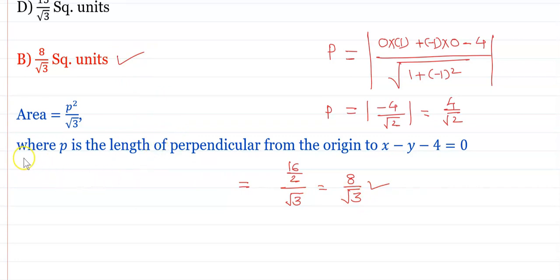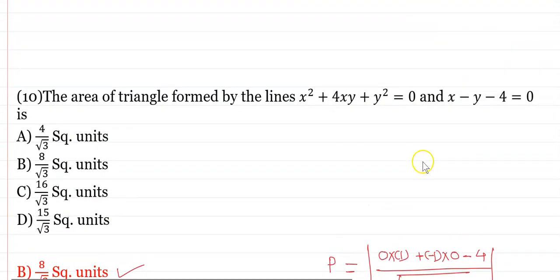What is the important formula for this? That is, the area is equals to p square upon root 3, where p is the length of the perpendicular from the origin on this line. Okay. Next question.